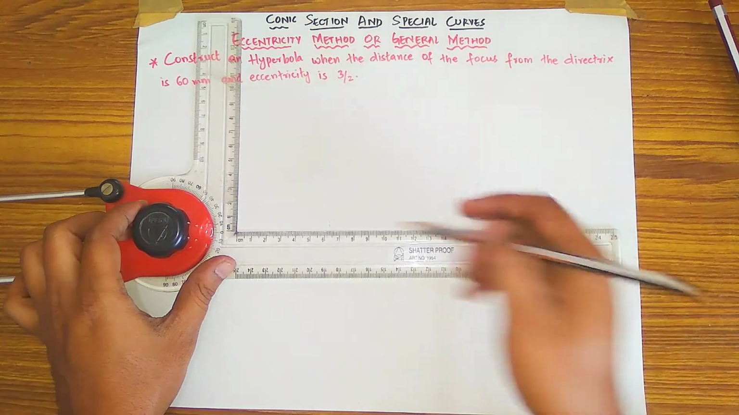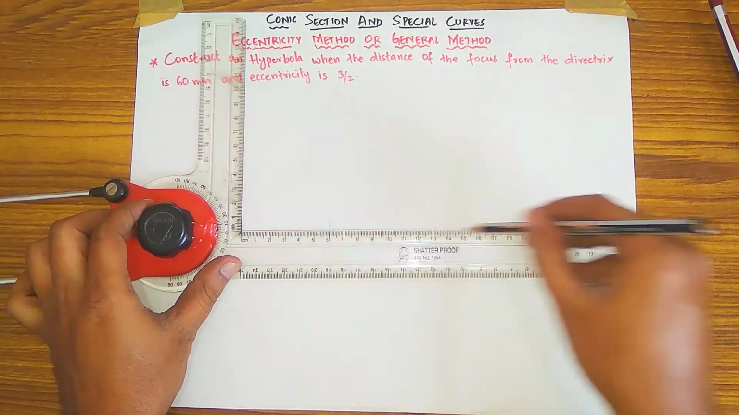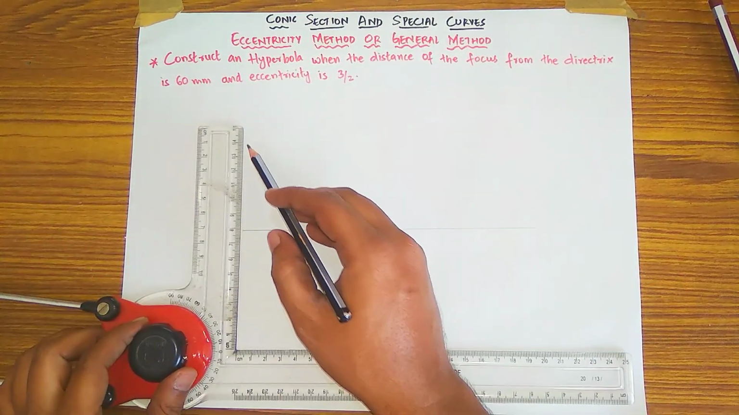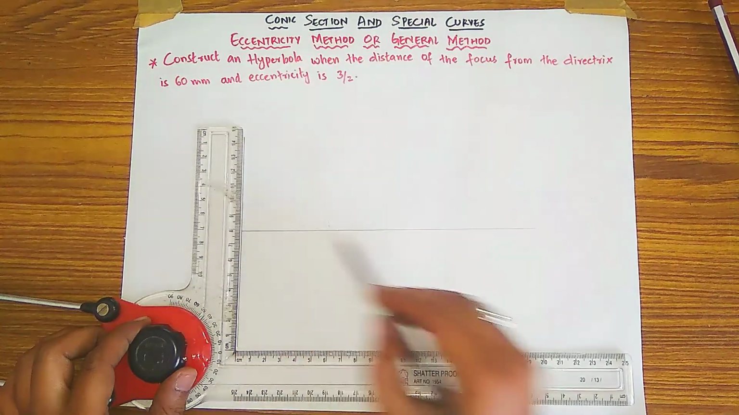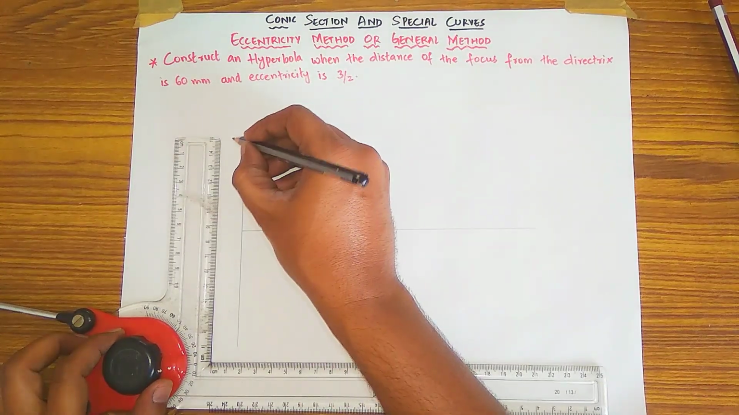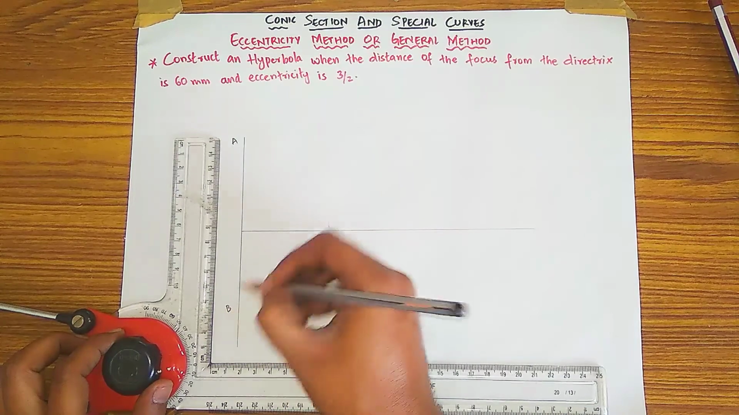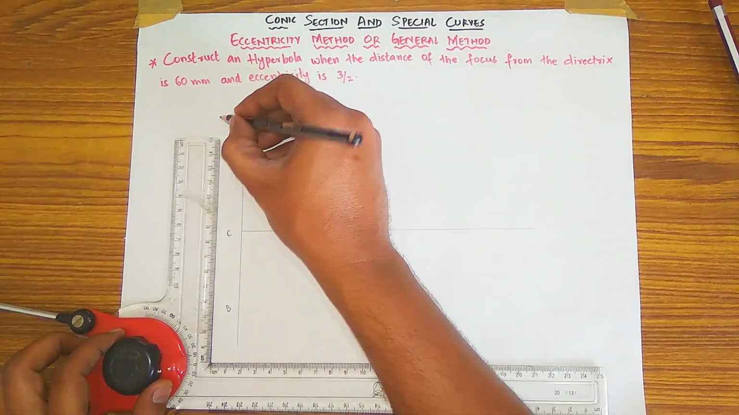First you have to draw a normal line like this and a directrix perpendicular to the normal line. This is the directrix line. You have to label it as A, B and C. This line is called the directrix.